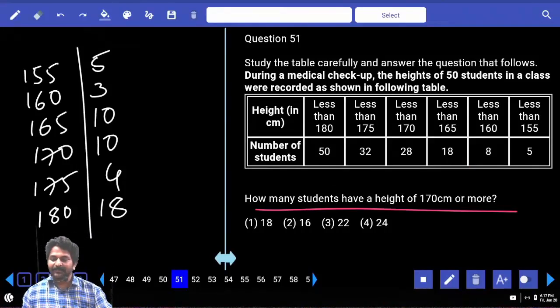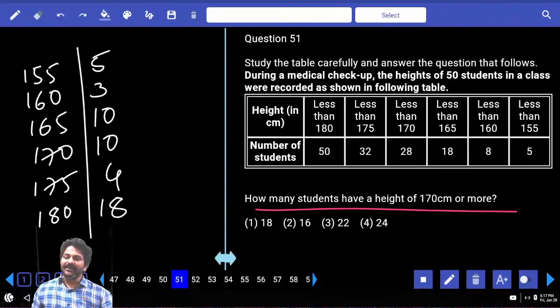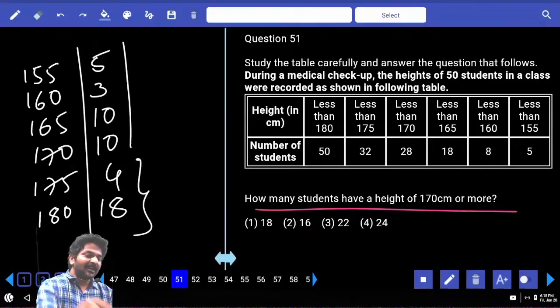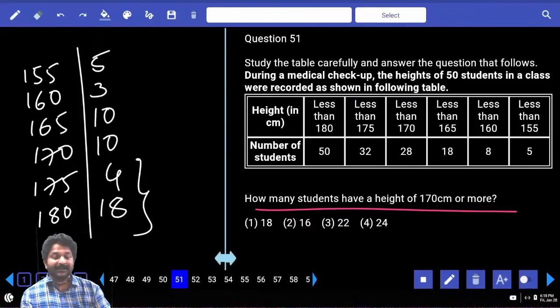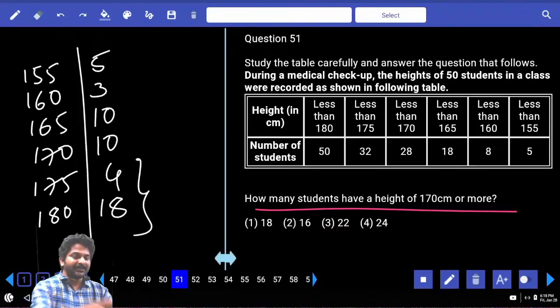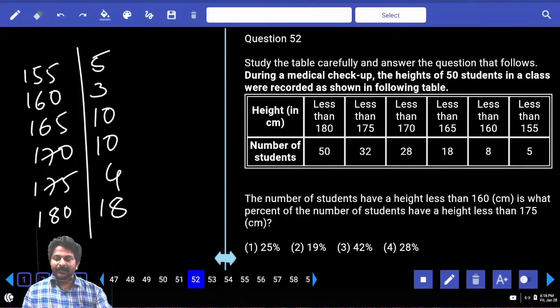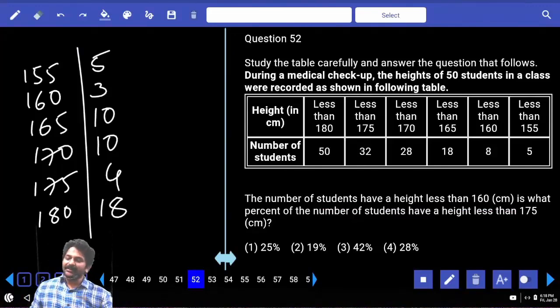How many students have a height of 170 or more? 170 or more in the sense, these two only, right? These are all less than 170, but your question is about 170 or more. That is 4 plus 18. Answer 22. Third option.